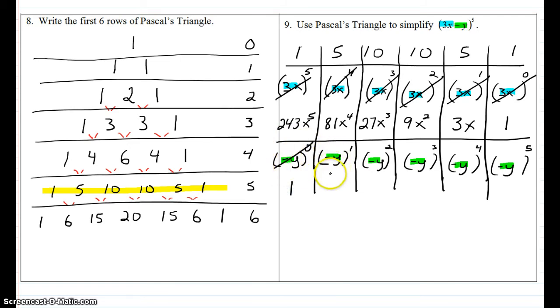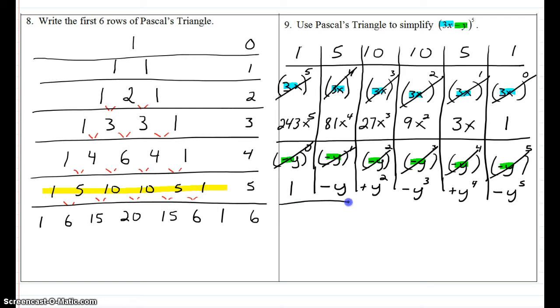And so now this is the important part. Negative y to the power of 1 is negative y. Negative y, take care of that. Negative y squared now gives us a positive y squared. Negative y cubed, negative y to the third. Negative y to the fourth, positive y to the fourth. Negative y to the fifth, negative y to the fifth.